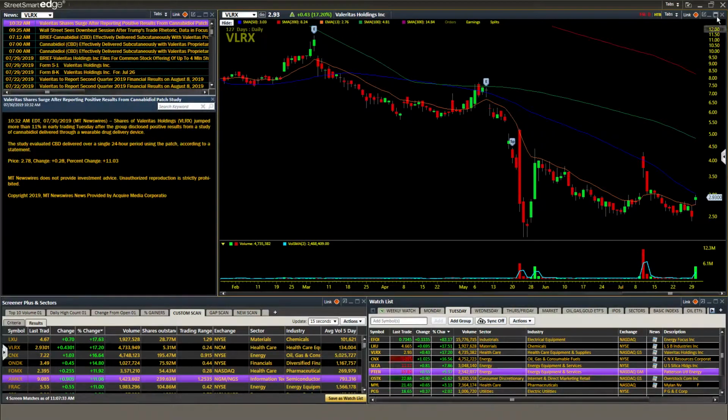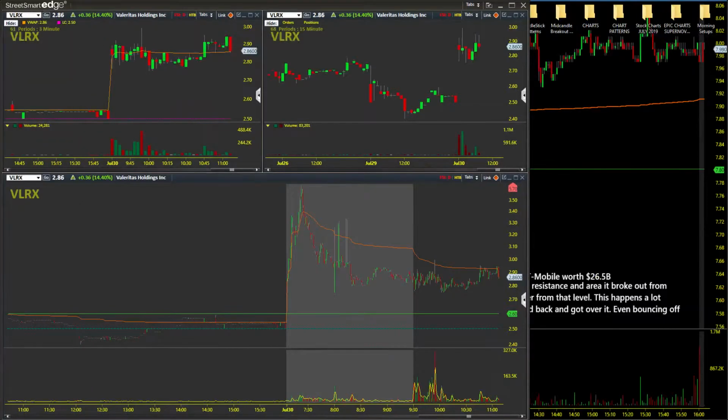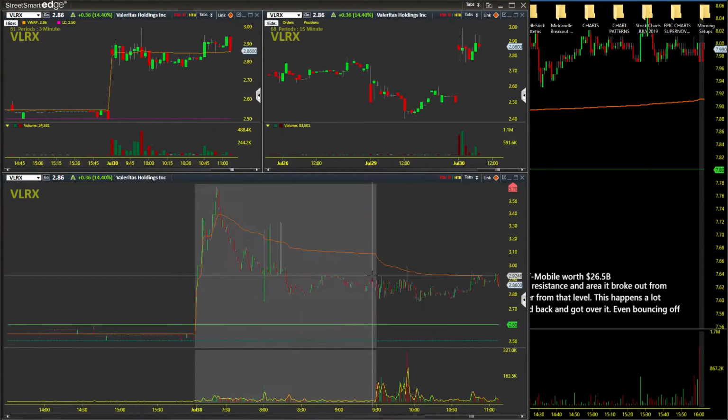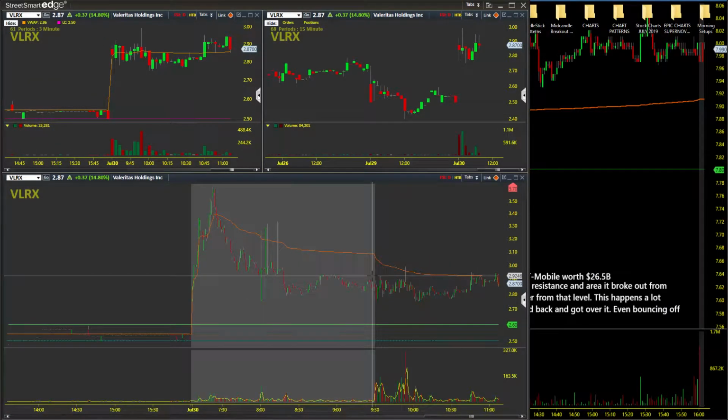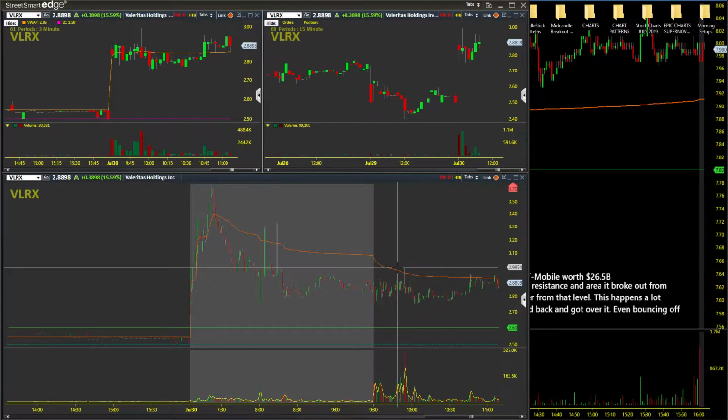So VLRX, $3 resistance area. I know here in a few minutes, I think they're coming out and talking. The CEO is going to be talking, so that might pump the stock up a little bit, but this $3 level is going to be a huge resistance level for VLRX.